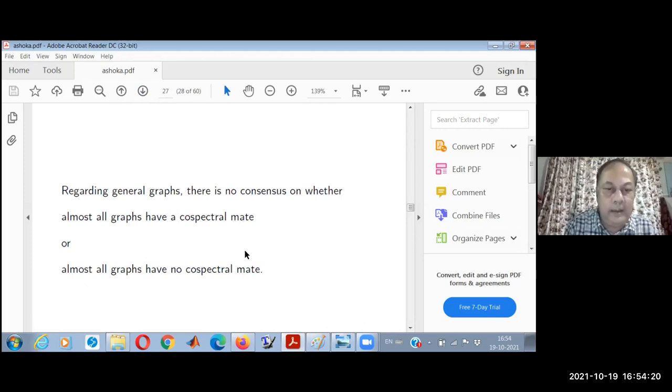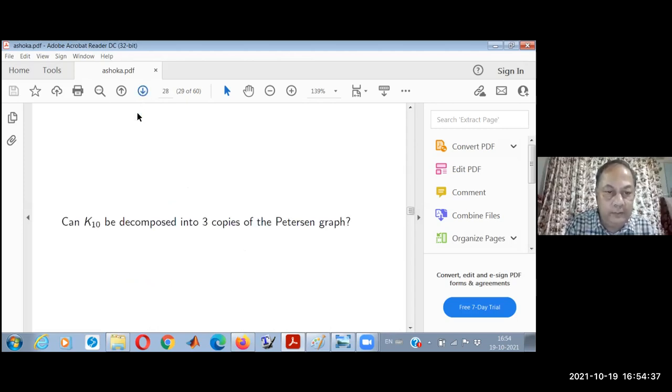And as I said earlier, if you give me a graph, I cannot immediately say whether it has a co-spectral mate or not. It will either require some tricky proof to show that it doesn't, like the Petersen graph, or it will require a lot of computation. Okay, so I think this was one topic I wanted to present.